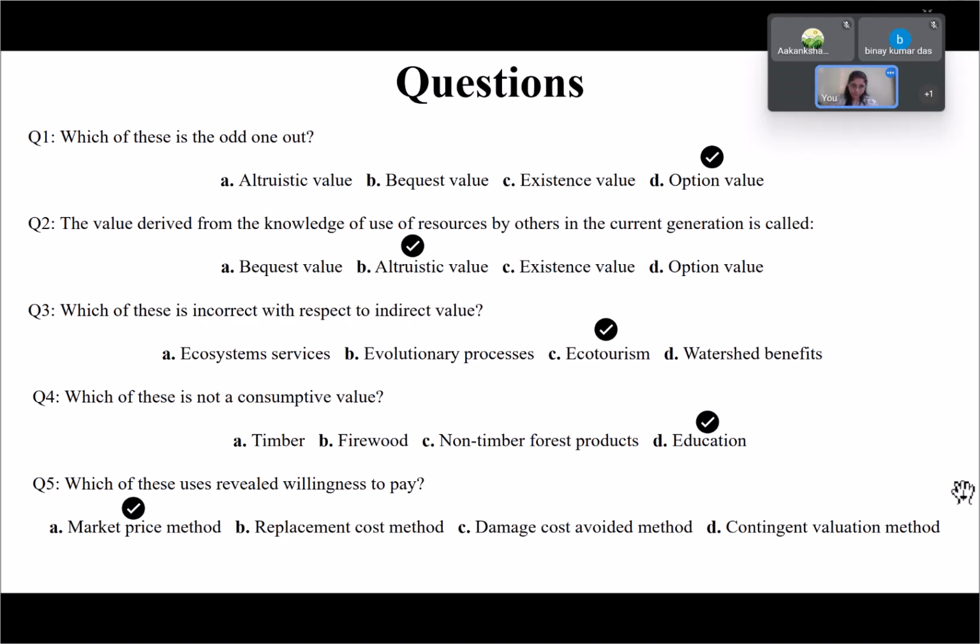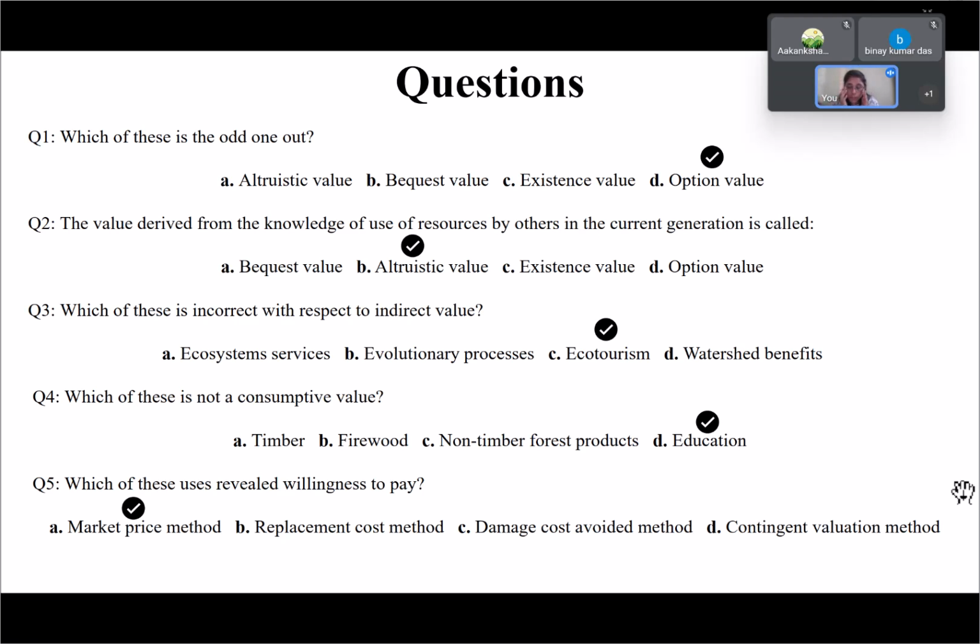Okay, next one, value which is derived from others' usage in the current generation. So you are, as a person, not using it, but you know that someone else is using it, and because someone else is using it, you value the biodiversity, you value the resource, and you also understand the importance. That's altruism. This is a very normal ecological concept, and that's also altruistic value here.